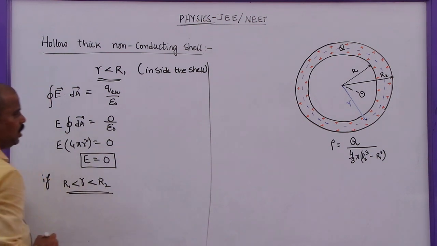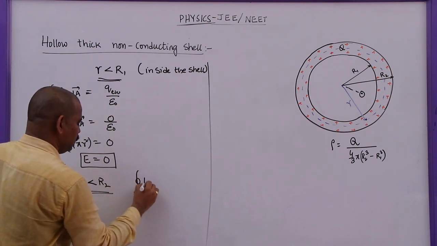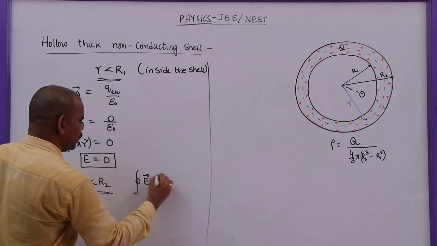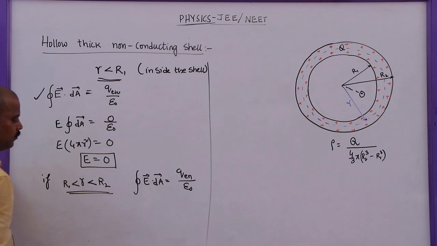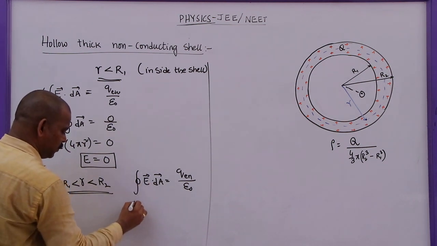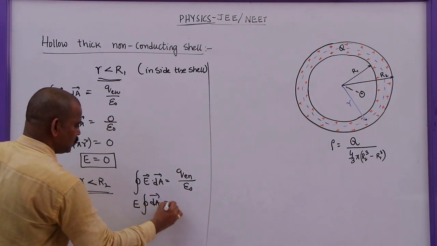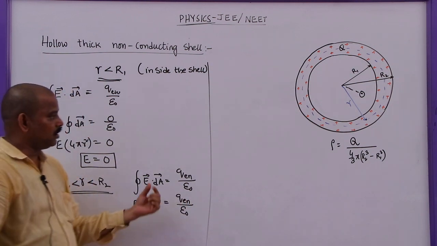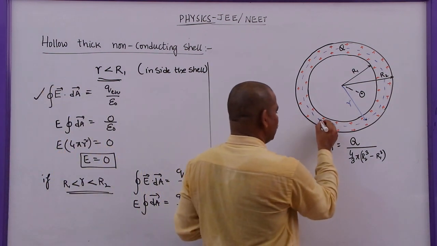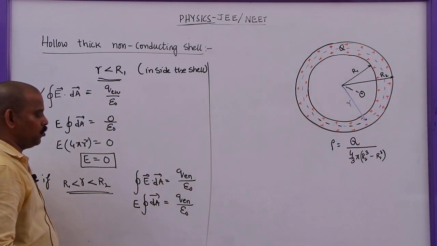In this case, how to find the electric field? To find the electric field, I am going to use the same formula. Integral of E bar dot dA bar is equal to Q enclosed by epsilon naught. What is this E bar? E bar is constant, bring it outside. Integral of dA bar is equal to Q enclosed by epsilon naught. What is integral dA bar? The dA bar is the area of this blue color spherical shell, which is going to be 4 pi r square.